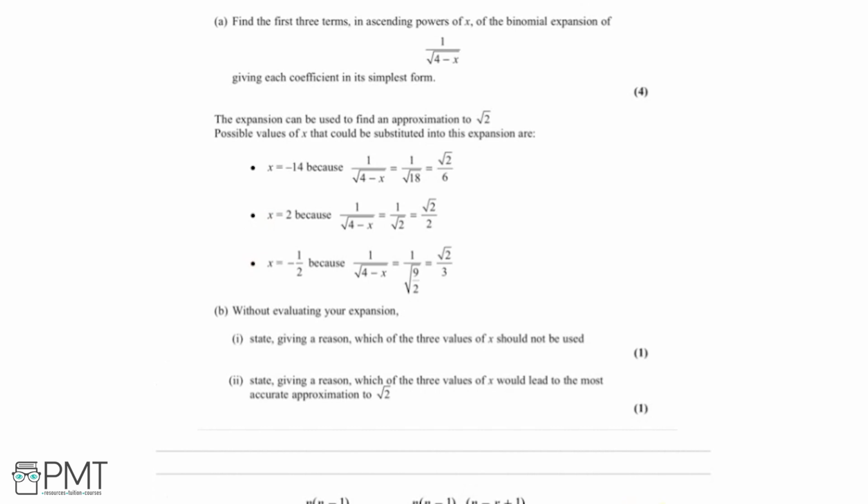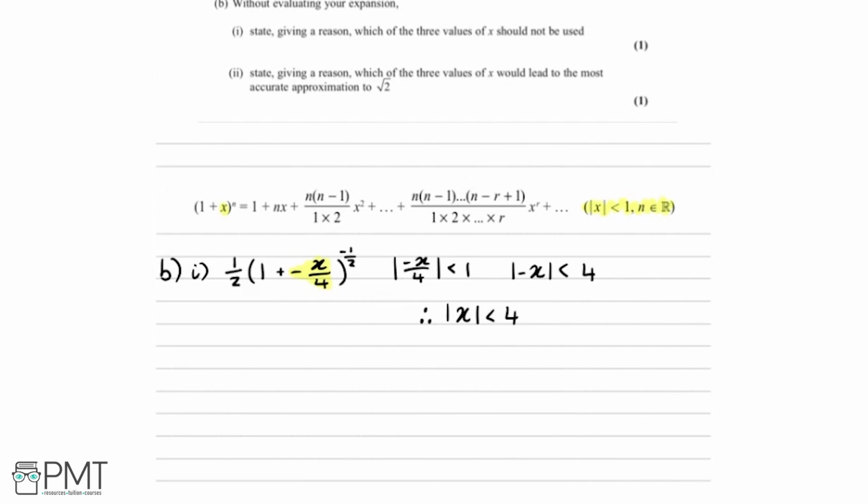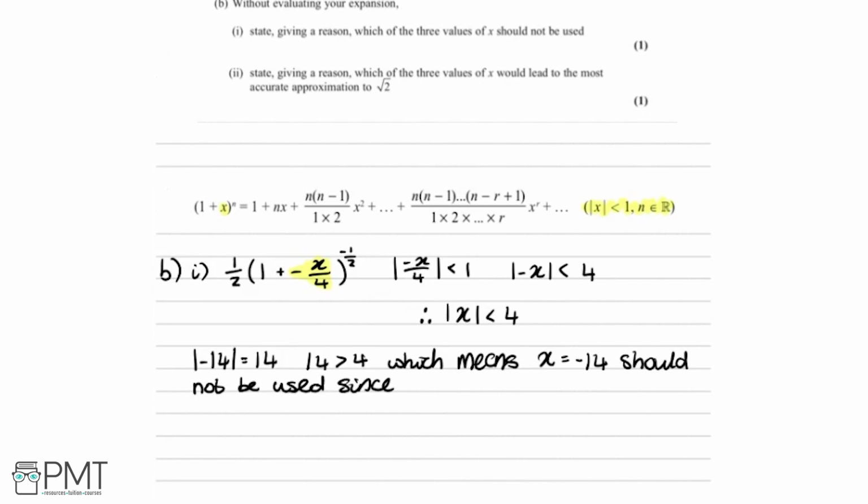The modulus of x equals minus a half. Okay, so the modulus of minus a half is a half. Half is less than 4, so that's okay. x equals minus 14. So the modulus of minus 14 is 14, and 14 is bigger than 4. So no, that's not okay. So writing this out formally, the modulus of minus 14 equals 14, and 14 is bigger than 4, which means x equals minus 14 should not be used, since x equals minus 14 is not valid for the modulus of x is less than 4.